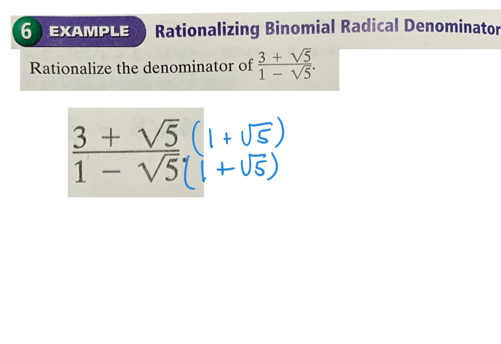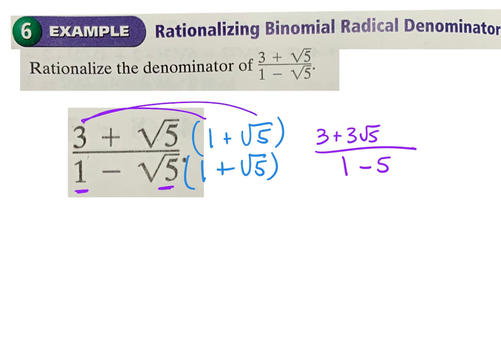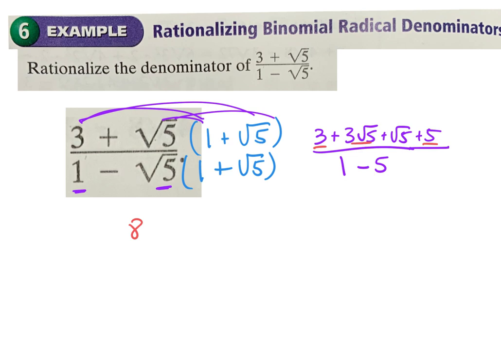All right, so on the bottom, that's really simple. I know what my denominator is going to be. It's going to be the first one squared, 1, minus the second one squared, 5, okay? And on the top, I'm just going to FOIL like I did when I was multiplying the binomials. I'm going to say 3 times 1 plus 3 times square root of 5, plus 1 times square root of 5, and square root of 5 times square root of 5. So on the top, I'm going to combine like terms. 3 and 5 is going to give me an 8. 3 square root of 5 and 1 square root of 5 are going to give me a 4 square root of 5. And on the bottom, I'm going to get a -4.